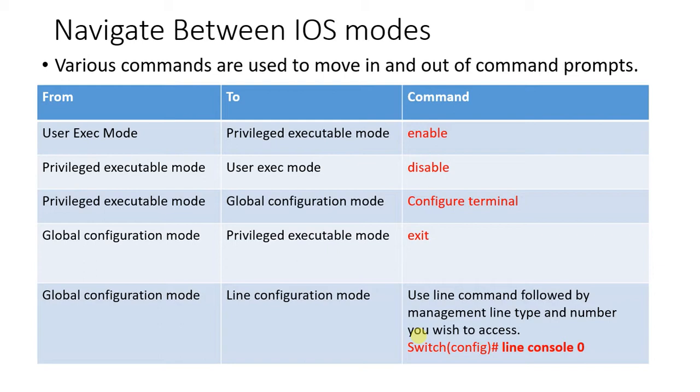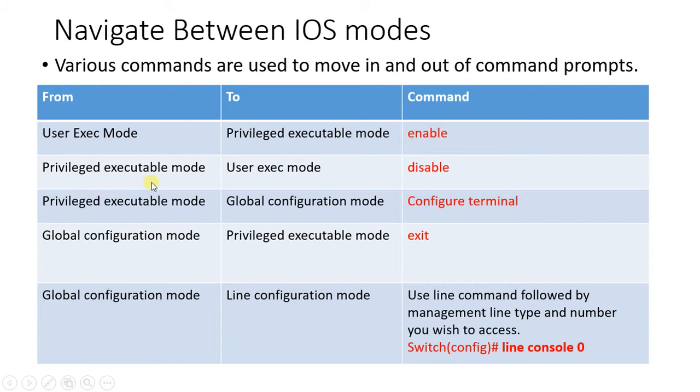Now, whenever we are doing any configuration, we have to switch between different IOS modes. As I told you, you have user executable mode, privileged executable mode, global configuration mode, line configuration mode, and interface configuration mode. We have to navigate between the different IOS modes so that we can perform different actions on our device. From user executable mode, if you want to move to privileged executable mode, you have to write the command enable.